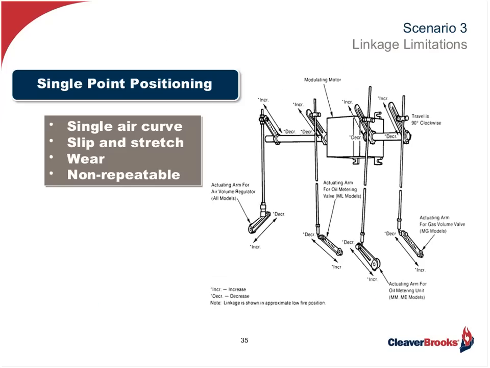The other thing that we're looking at in today's fire tube boilers is getting rid of the single point positioning systems. You see that you've got a single drive motor here. You've got a single shaft. That's now driving your fuel and your air. What happens is you start to get wear. You start to get stretch. You start to get hysteresis. And now you're not getting repeatability. You're not controlling that fuel-air ratio.